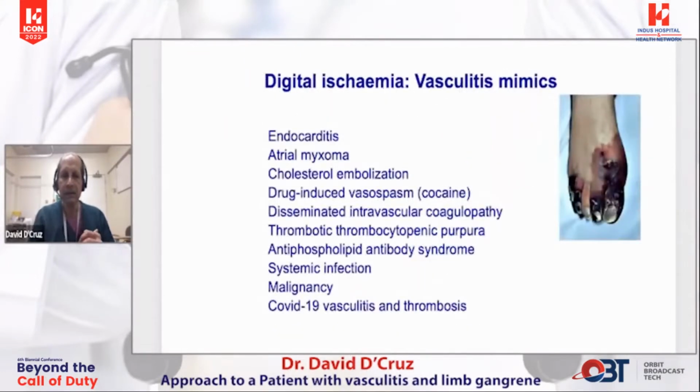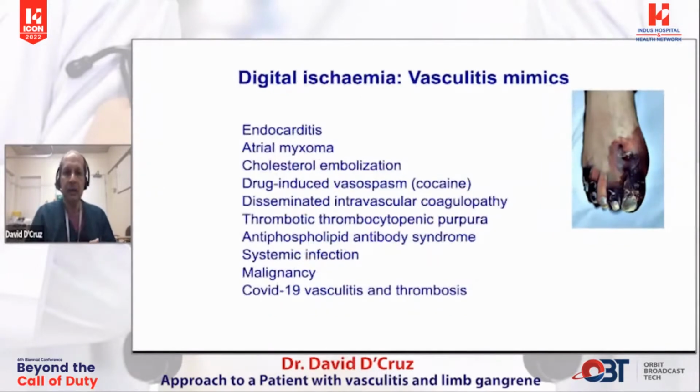So there are some vasculitis mimics that we need to consider in somebody with limb ischemia. And here's a long list of vasculitis mimics that can lead on to digital gangrene: endocarditis, atrial myxoma, cholesterol embolizations, vasospasm. There is an epidemic of cocaine-induced vasculitis in central London, so we do see a bit of this. DIC, TTP, APS, which I'll come on to in a minute, systemic infection, malignancy, and COVID-19 vasculitis and thrombosis.